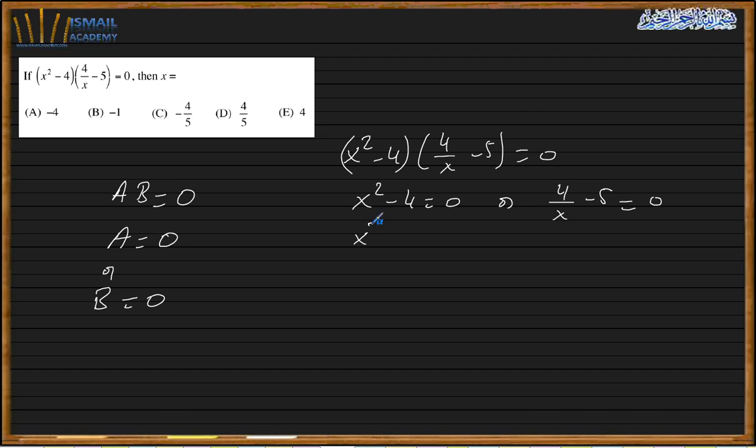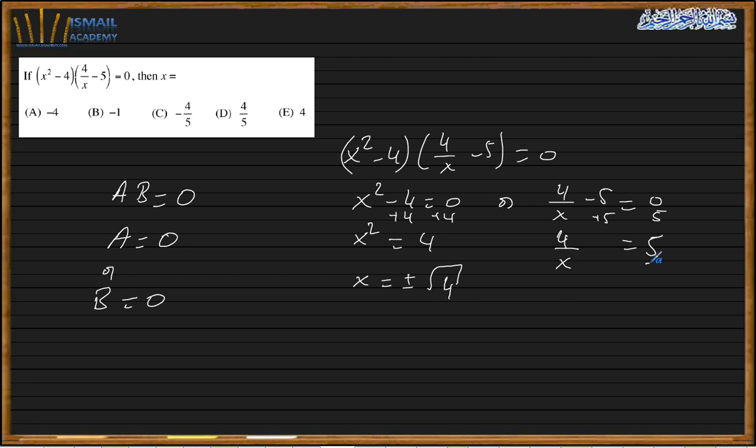So here, which means that x squared equals 4 if I add 4 both sides. And here I will have 4 over x equals 5 when we add 5 both sides. Now here we are going to take square roots, so x will be plus or minus square root of 4.